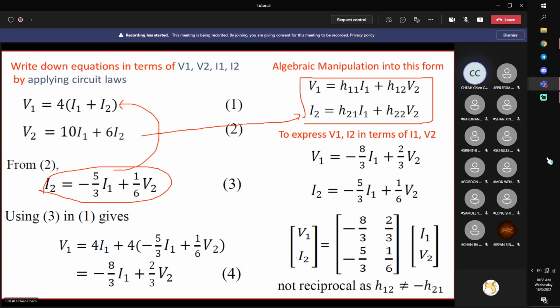And remember that you can also check whether the network is reciprocal or not through the H parameters, but be careful of the sign. In this case, the values are not the same, so whether the sign is the same or not doesn't make much difference. But if they are the same values, then you need to check the sign for the H parameters.